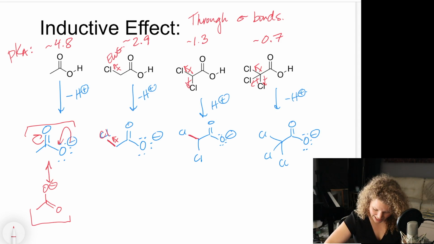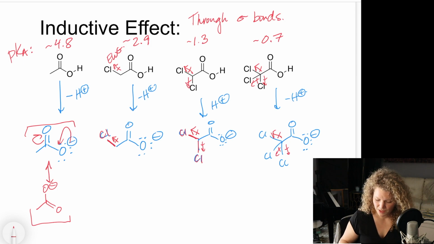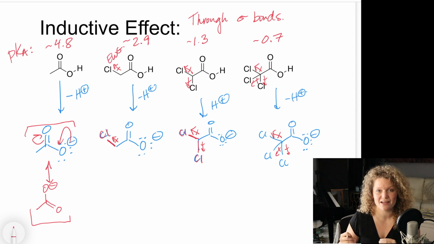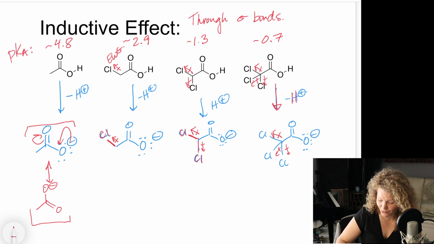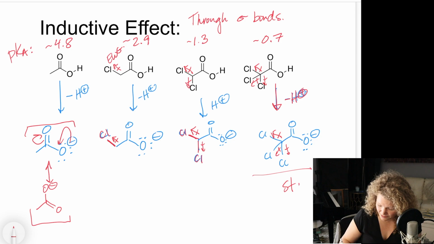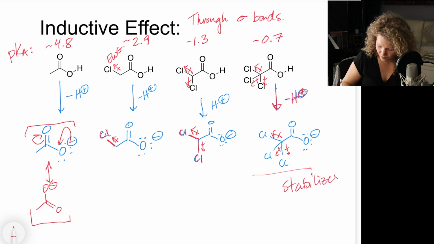So as I start to add more chlorines, this is withdrawing more and more electron density, right? Now we know these are conjugate bases, and if we can stabilize this negative charge, they're going to be more likely to form. The reaction is more likely to go forward and lose that proton. So, with more electronegative atoms nearby, this stabilizes the negative charge.